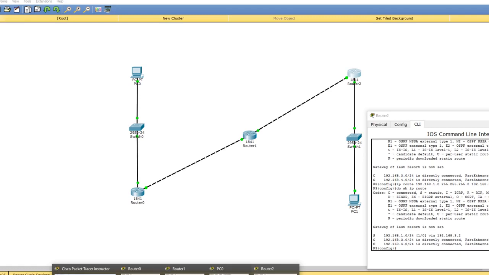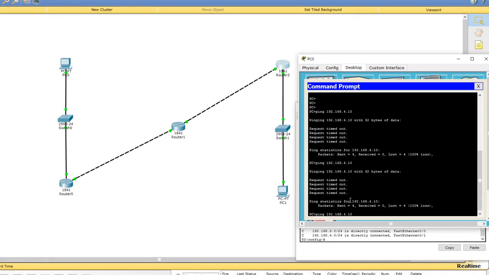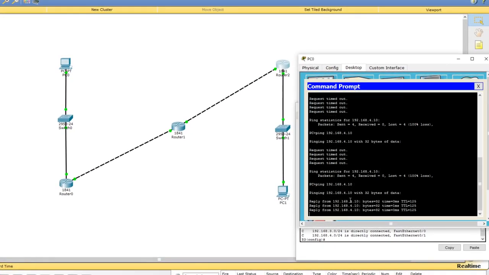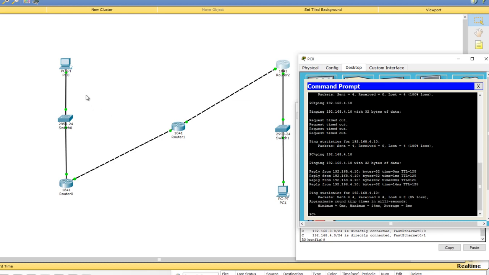Let's see. So I'm going to ping again. And if you see, the reply is coming. So the message is going all the way to this device. And this device is replying, and that reply message is coming back. And that's why it says reply from 192.168.4.10 with byte size of 32. Time taken is 0 milliseconds. TTL is 125. I told you the TTL value. And this is 100% success. That means it is receiving the reply back.